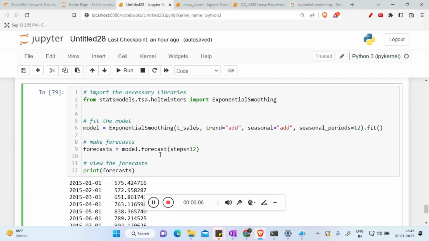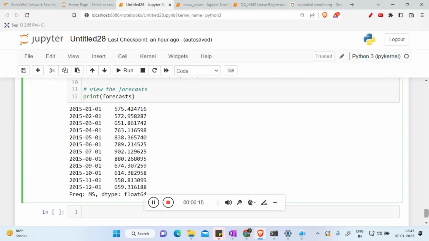Now forecast is equal to model.forecast, so now you can do the forecasting. When I print forecast, I will get the next 12 months of prediction. So you can do the planning according to that. The demand of the next year is as mentioned here.